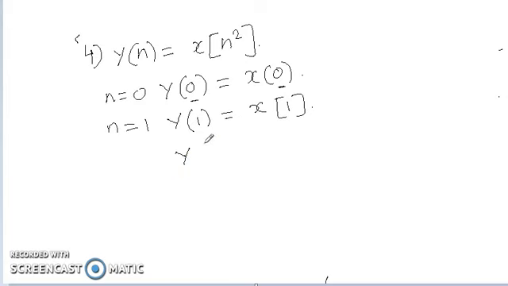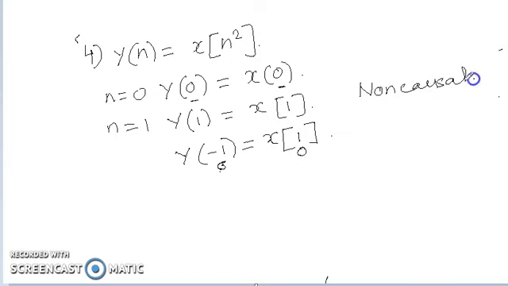For n equal to -1, what are we getting? We are getting that it is dependent on a future input. As this is minus and this is +1, the output at the -1th instant is actually dependent on the future input. So obviously the system will be a non-causal system. Thank you.